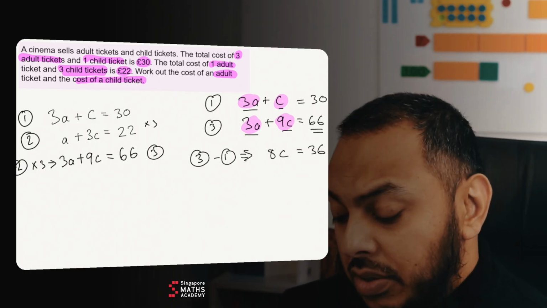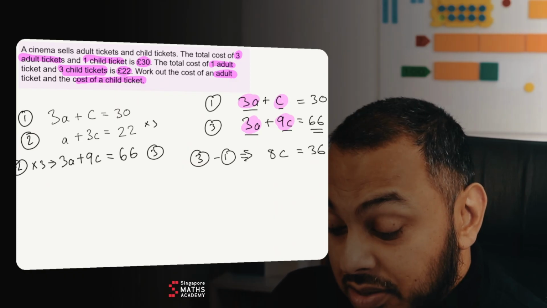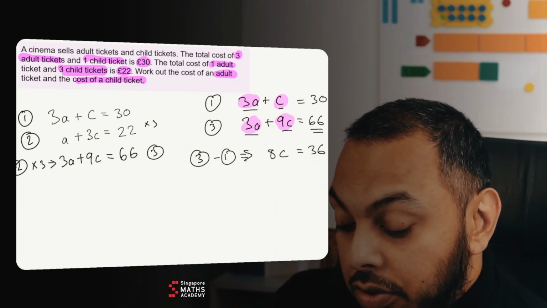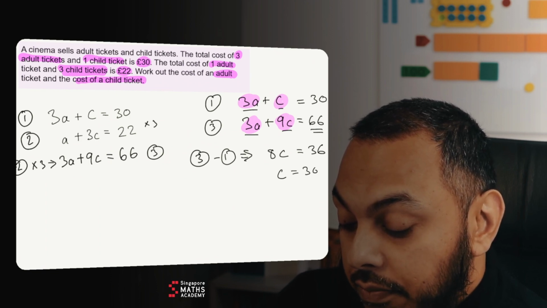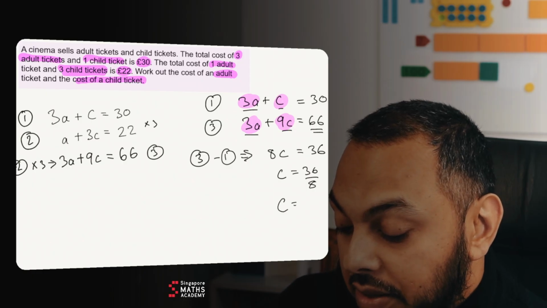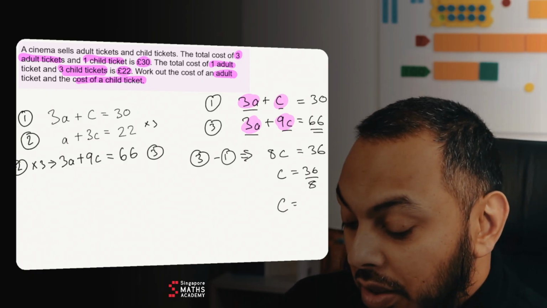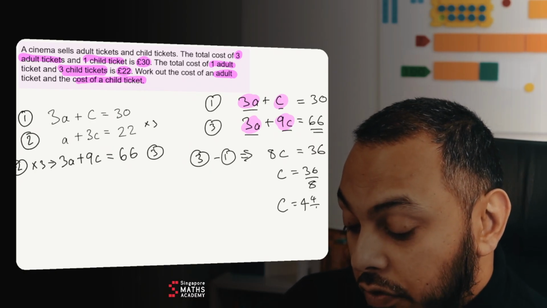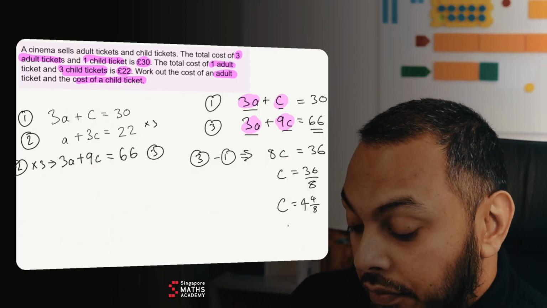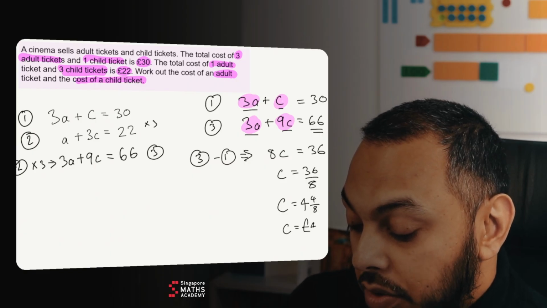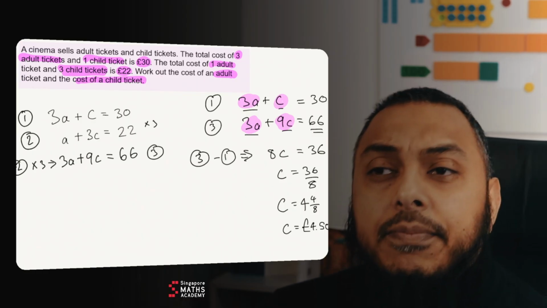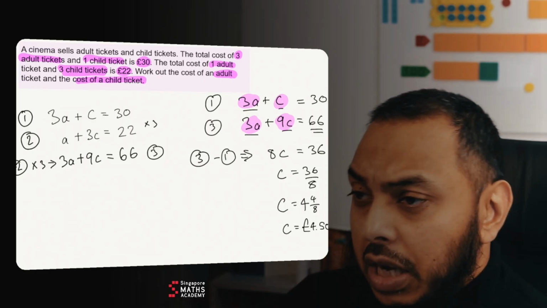Okay, so what's the next step? Then I've got 8C equals 36. So 8 child tickets is 36 pounds. And so therefore, 1 child ticket must be 36 divided by 8. 36 divided by 8: 8, 16, 24, 32 is going to be 4. 32 to 36 is 4 remaining out of the 8. 4 over 8 is a half. So a child ticket is £4.50. Right? So £4.50 is how much the child ticket is.